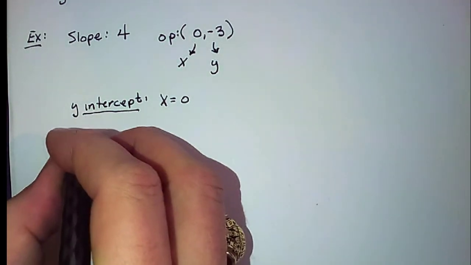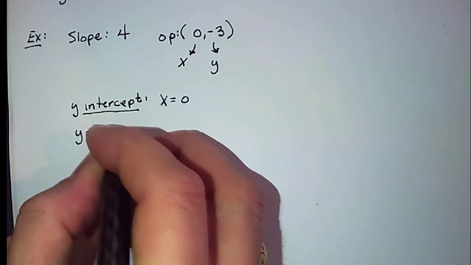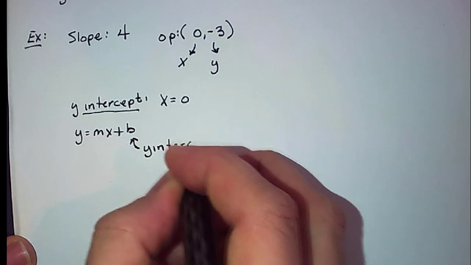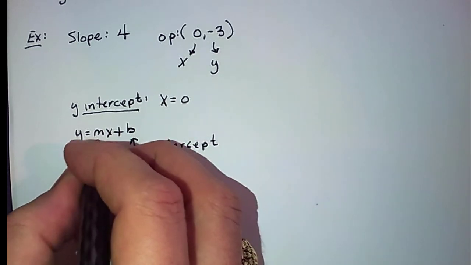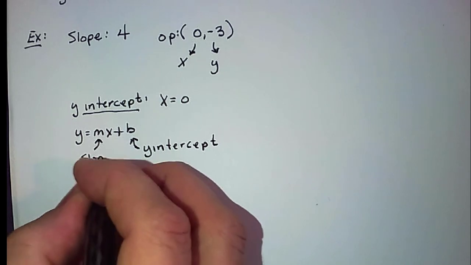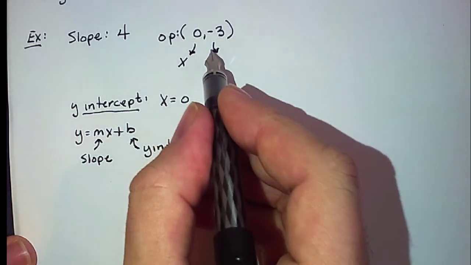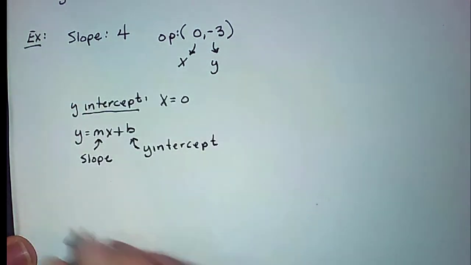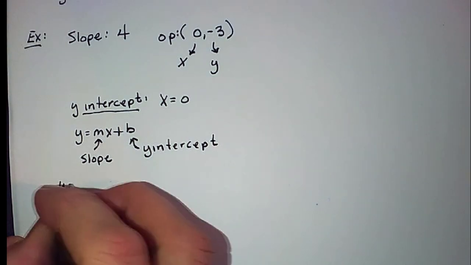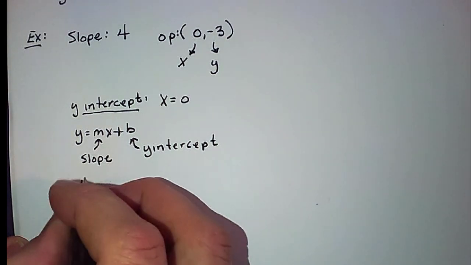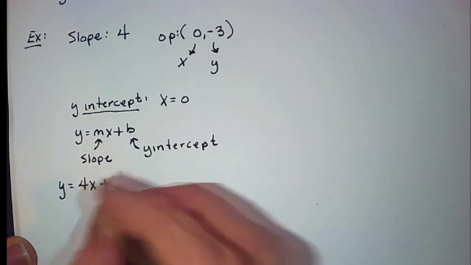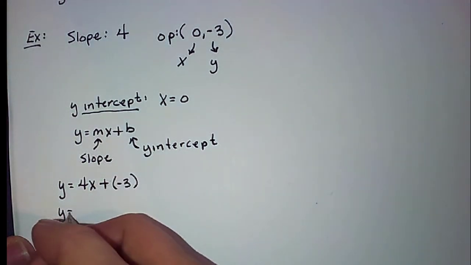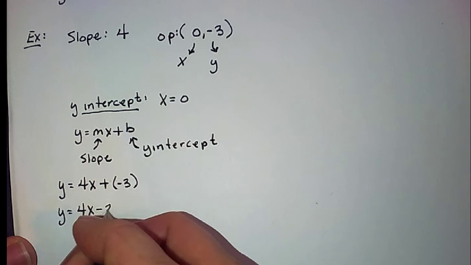Also know that if I have y equals mx plus b, my b is my y-intercept, and my m is going to be my slope, right? So, if I have the ordered pair (0, negative 3), which is the y-intercept, and I have my slope of 4, all I have to do here is just plug it in. So y equals mx plus b, where m is 4, x plus, and my y-intercept here is negative 3, which gives me a slope-intercept of 4x minus 3.